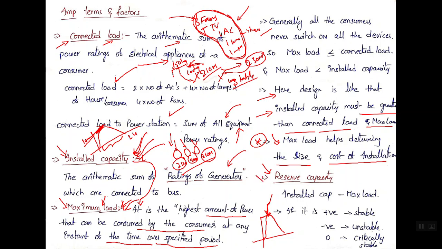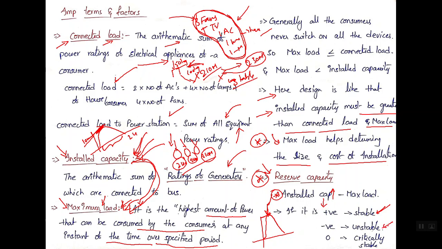And another important one in economical operation is reserve capacity, friends. What is this reserve capacity? That is installed capacity minus maximum load. Installed capacity minus maximum load is the reserve capacity. Whenever this reserve capacity is positive, positive means installed capacity is higher, then it will be stable. If the installed capacity is lower than this maximum load, then it will go to unstable, friends, unstable.